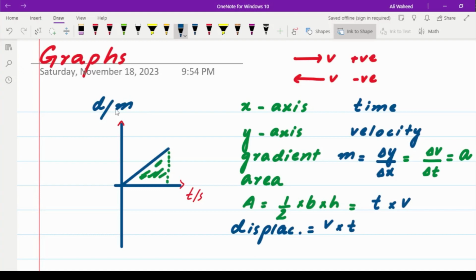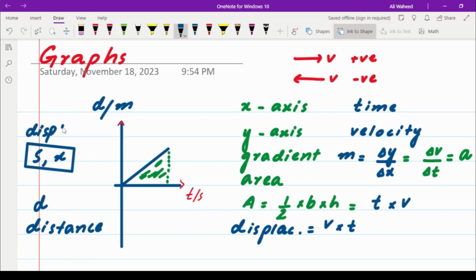By the way, the symbols that we'll be using for displacement are either S or X. These are the symbols for displacement according to the new syllabus. And the symbol for distance is D. So D for distance, and S or X for displacement according to the new syllabus. This is the advised symbols for the Cambridge syllabus. But here you can assume distance equals displacement because the object is traveling in a straight line.